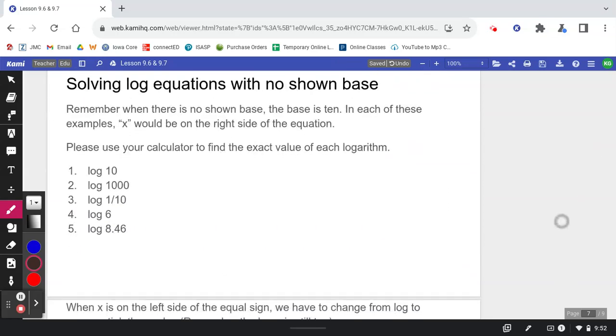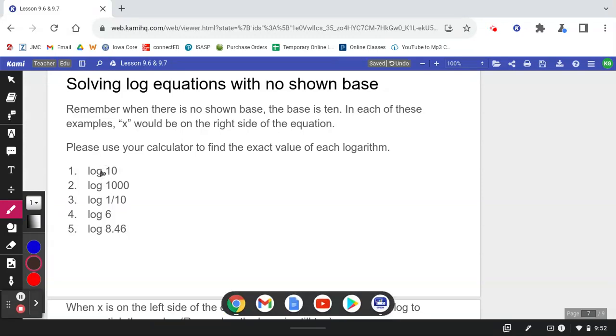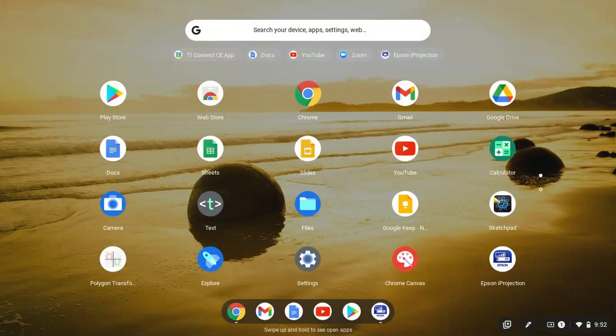Okay, for lesson 9-7, we're going to be solving log equations with no shown base. So when there is no shown base, the base is 10. In solving these, I can use my calculator whenever I have a log base 10, because that's the basic function in the calculator. So for this first one, I have log base 10 of 10, and I can put it into my calculator if I can find my TI.